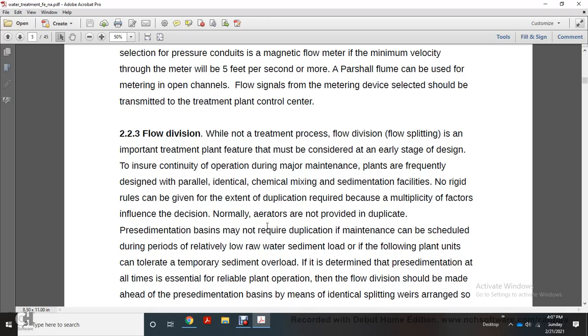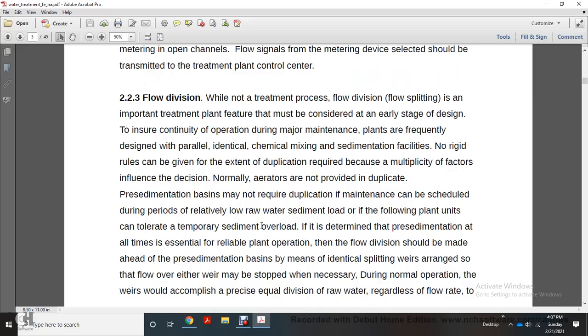Normally, aerators are not provided with a duplicate. Pre-sedimentation basins may not require duplication if maintenance can be scheduled during periods of relatively low raw water sediment load, or if the following plant units can tolerate temporary sediment overload. Pre-sedimentation at all times is essential for reliable plant operation.